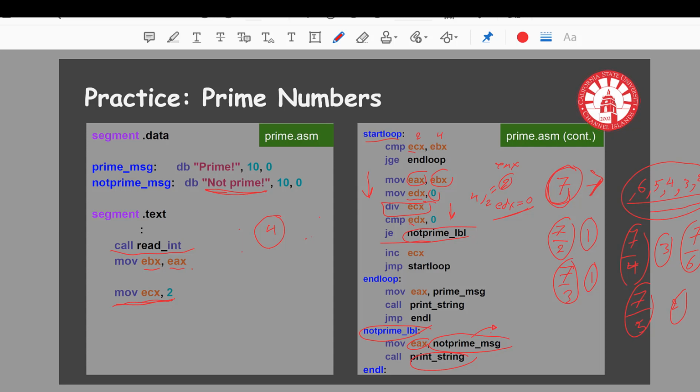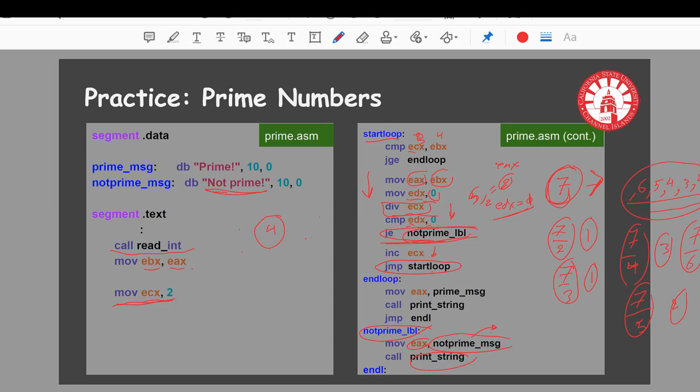Okay, in case the number is, for example, 5 going to be divided by 2, then the remainder is going to be 1. Therefore, at this line, it's going to compare EDX with 0, which this time is 1 with 0. Therefore, it's not going to go to this label, it's going to go to the next line. In the next line, we increase the value of ECX, which this time is going to be 3. And then we jump to the loop, the start loop, and this time ECX is 3.